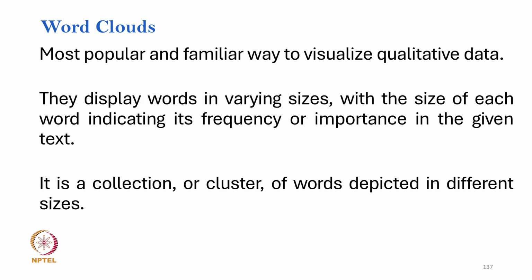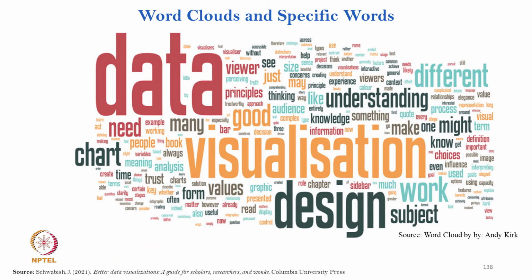Another one is word clouds. Most of us know what is meant by word clouds. Word clouds are the most popular and familiar way to visualize qualitative data when you want to display words in a visual, with the size of each word indicating the frequency and importance in a given text. In a word cloud, a collection or cluster of words is depicted in different sizes. The bigger and bolder a word appears, the more often it occurs, which means it has more importance in that particular text.